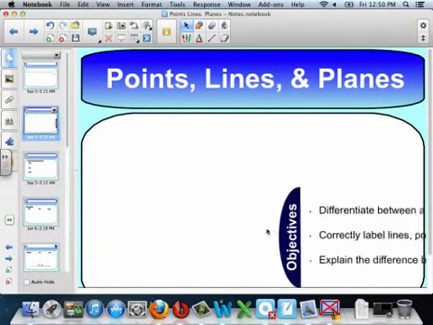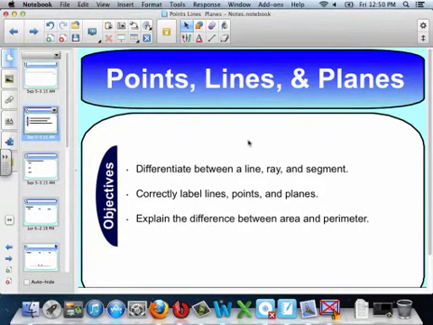So first thing, we're looking at our objectives today. As you can see, they're really difficult objectives. Basically, tell me the difference between a line, a ray, and a segment. We're going to learn how to label those correctly. And then the most important thing, this really just drives me crazy: as high school students, the number of you who don't know the difference between finding the perimeter of a box and finding the area of the box.